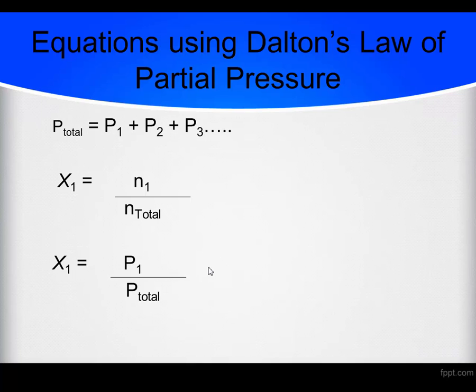So notice there's a second way to get mole fractions. Mole fractions can also be calculated from pressure. The mole fraction of component 1 is due to the pressure of 1 over the total pressure. Sometimes you know how many moles of a gas total there are. Sometimes you know how much pressure total there is. It just depends on which one you have, which one's more useful.